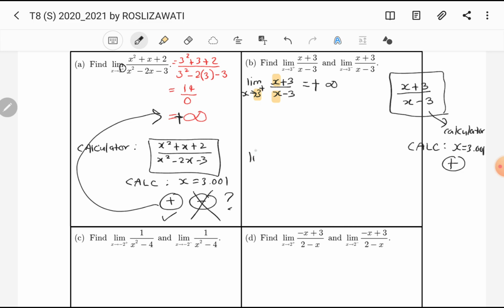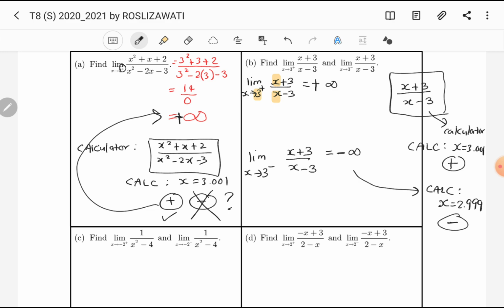Next. Limit x approaches 3 negative. So, pun akan dapat infinity. So, kalau for this case, nak calculate apa? Calculate x equal to 3 negatif. Sebelah kiri 3 tu ada apa? 2.999. Okay. So, masuk dalam calculator. Calculate. Dia tunjuk apa? Negative number. So, sini jawapan dia negatif.